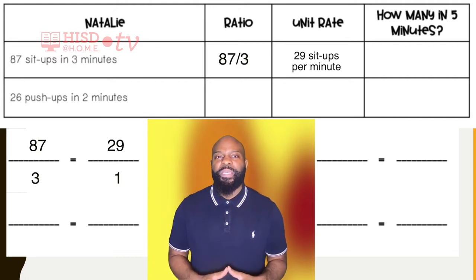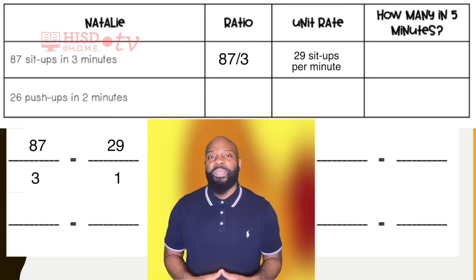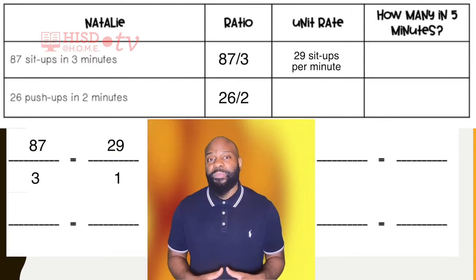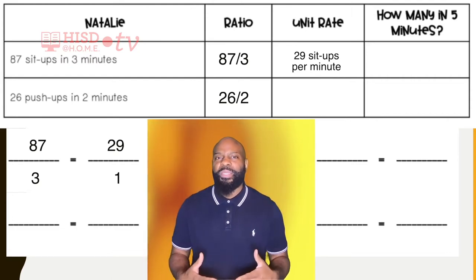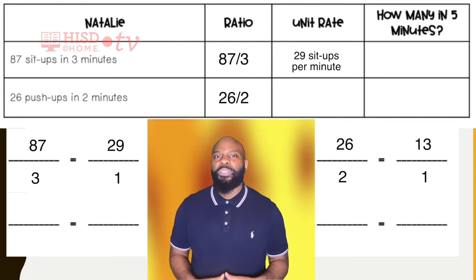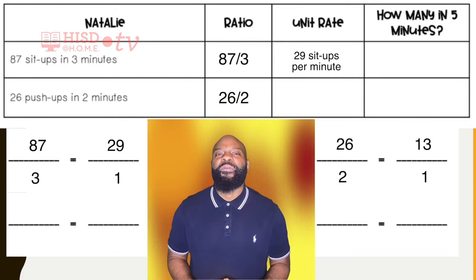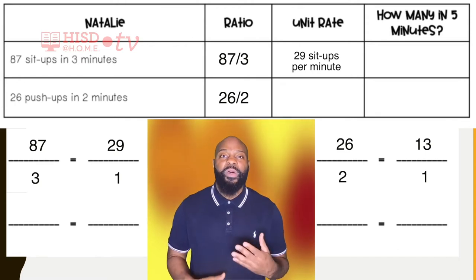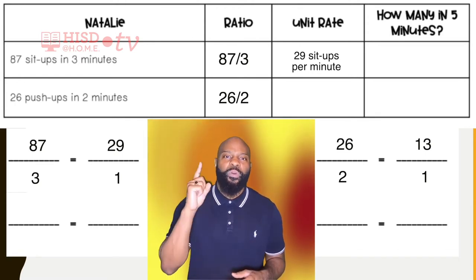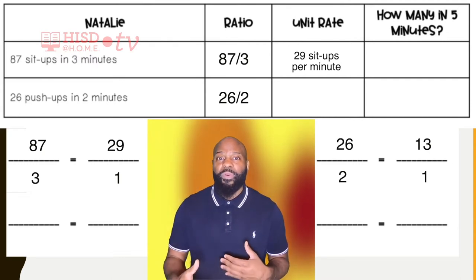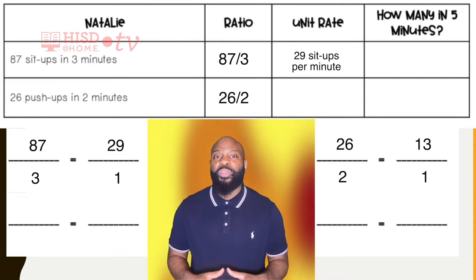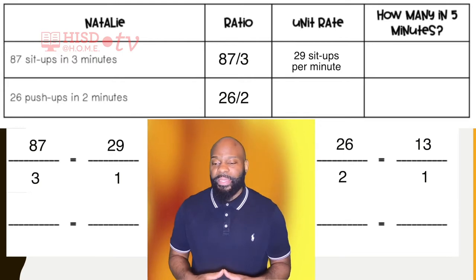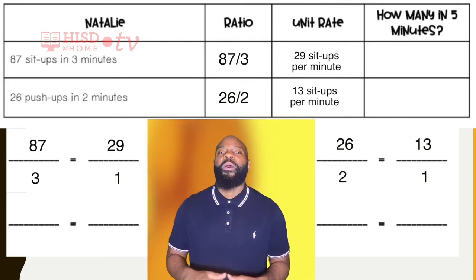Also, it says that she comes back and she does 26 push-ups in 2 minutes, right? So she has a better ratio of sit-ups than she has push-ups, it seems like. So I put 26, the same process. I put 26 in the numerator, 2 in the denominator, and I am trying to figure out how many push-ups can she do per 1 minute. Again, when I'm solving for unit rate, I'm solving for 1 unit. So therefore, if I simplify and I divide both the numerator and the denominator by 2, it seems as though Natalie does 13 push-ups per minute.